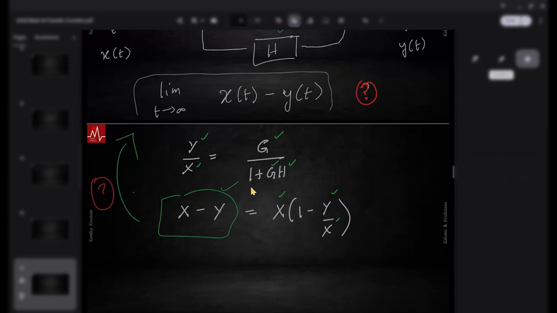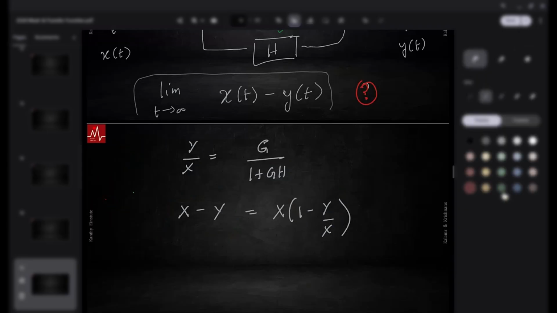So let me backtrack. See what is given to us. G is given, H is given, X is also given. Right? So you can technically find Y. Once you find Y, and X is given, you can technically find this difference, X of S minus Y of S.